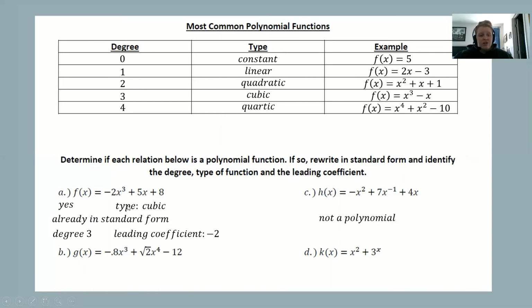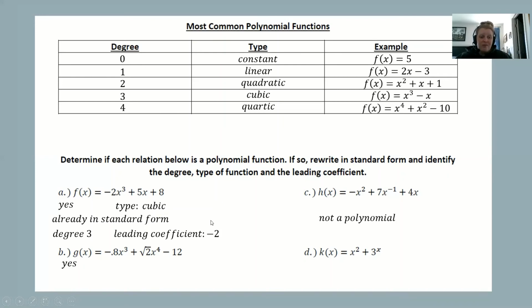Letter C, I'm actually going to jump sideways here to letter C. It's not a polynomial because of this -1. So the good news is if it's not a polynomial, you don't have to write any of this information because all this information is for polynomials. So you're off the hook.